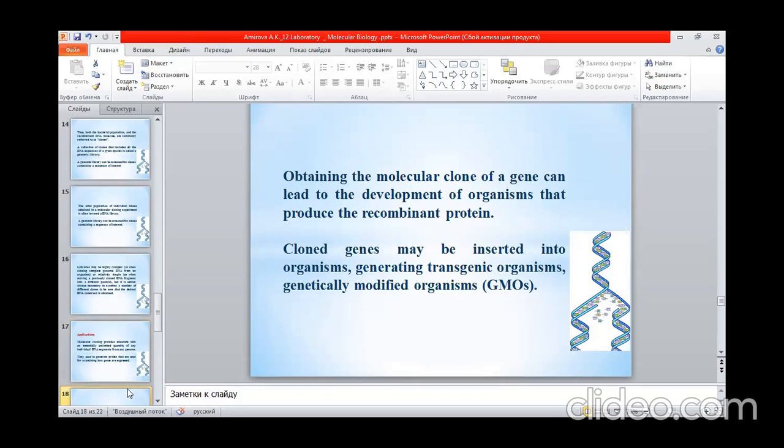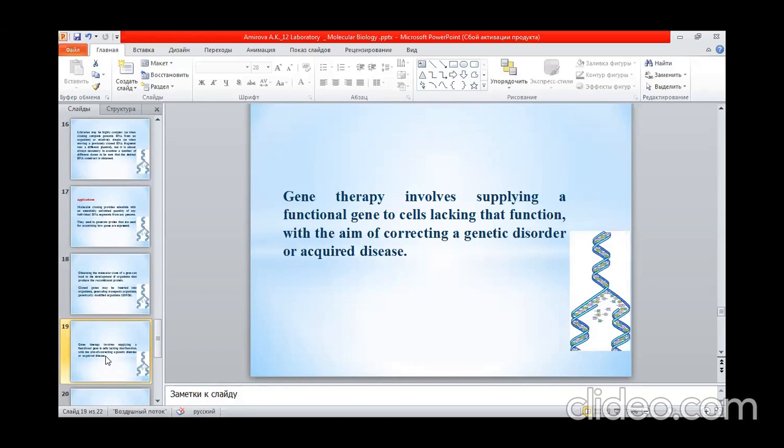Obtaining the molecular clone of a gene can lead to the development of organisms that produce the recombinant protein. Cloned genes may be inserted into organisms, generating transgenic organisms, genetically modified organisms, GMO. Gene therapy involves supplying a functional gene to cells lacking that function with the aim of correcting a genetic disorder or acquired diseases. Control questions.